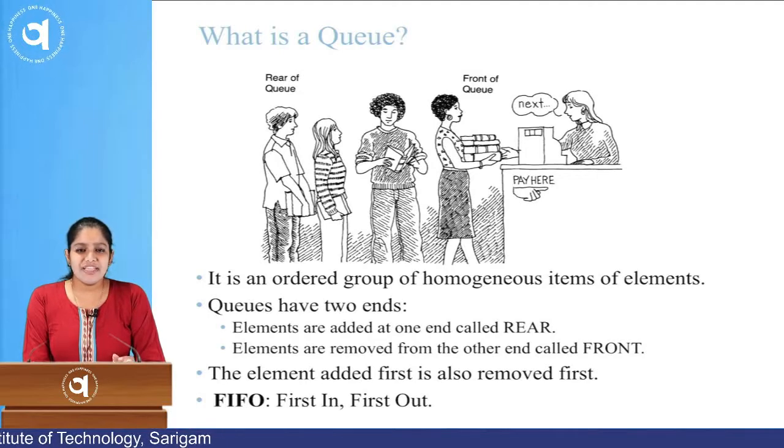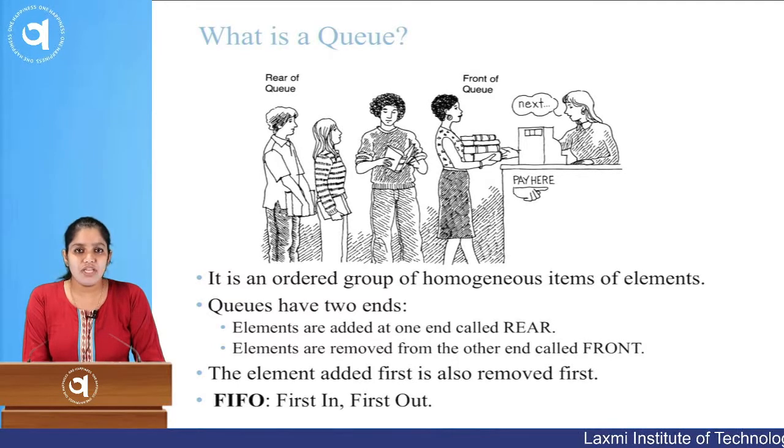So queue is nothing but an ordered group of homogeneous items or elements. As you can see in the picture, usually at any payment counter or at the ticket counter we stand in a queue, right? So whichever person is first, he is the first one to be taken out, right?